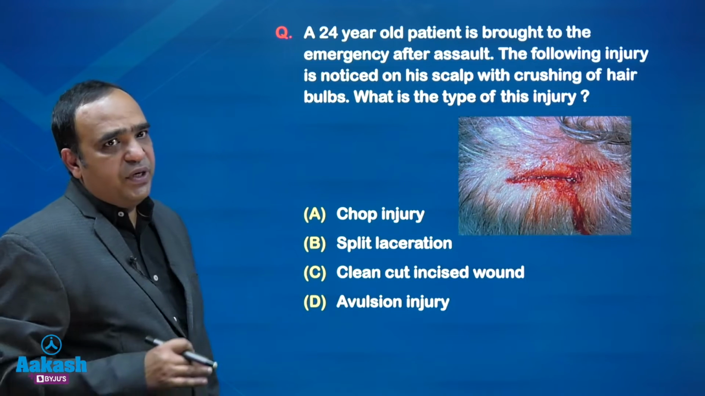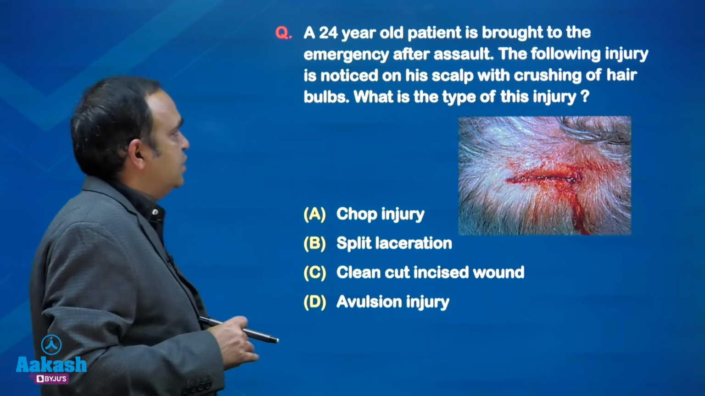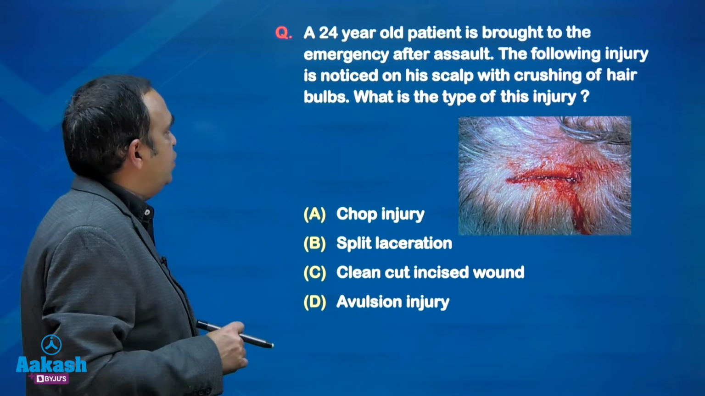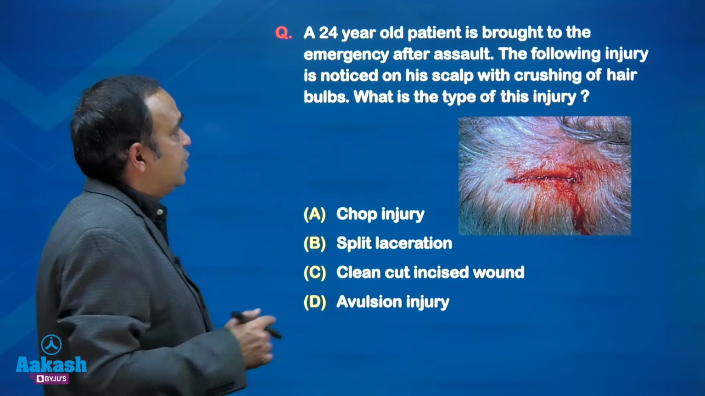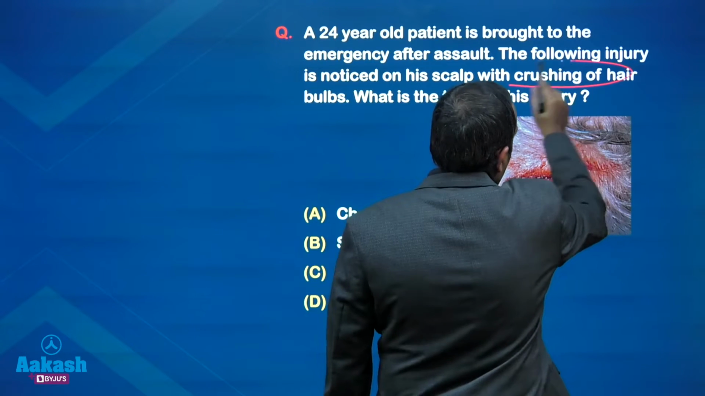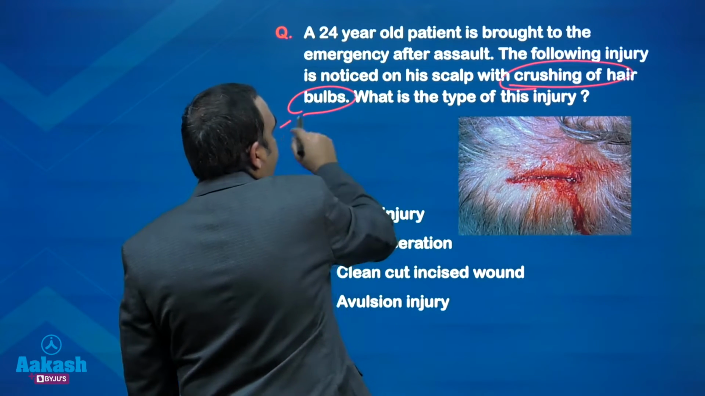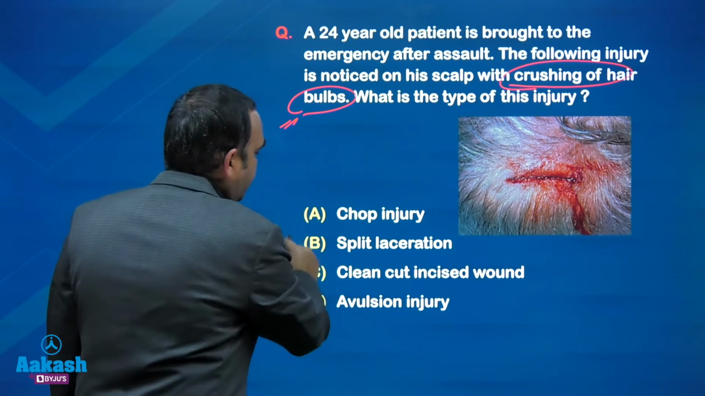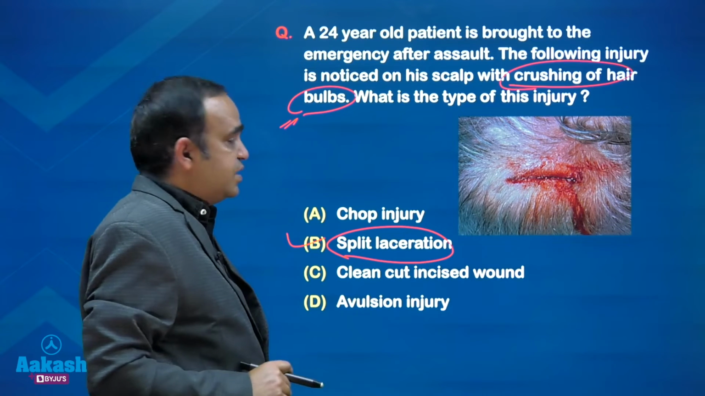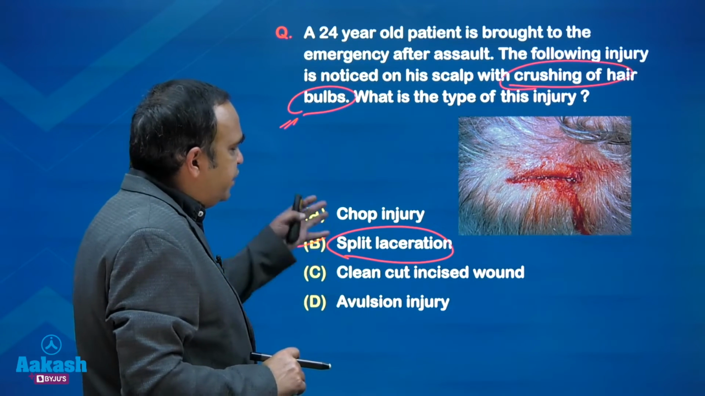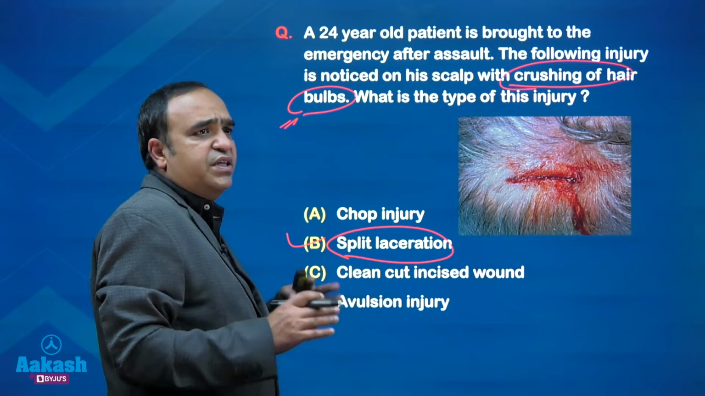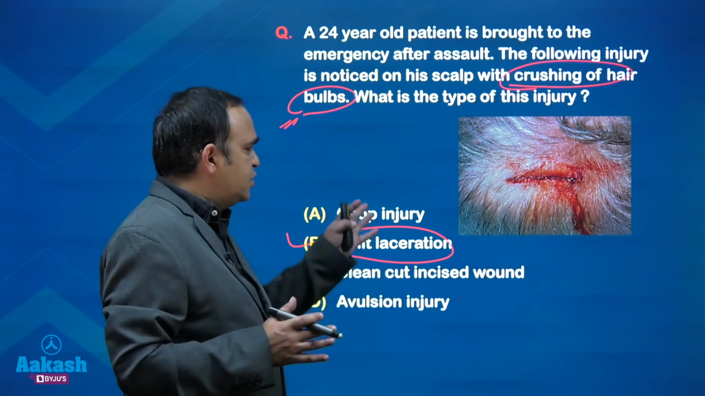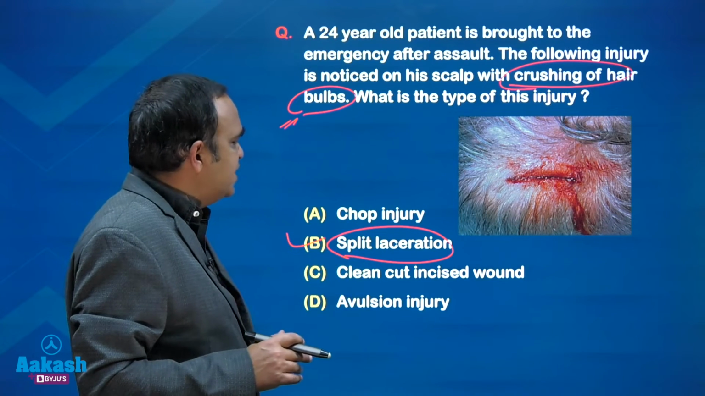Now this is again a repeat question. Last year also this was asked. A 24-year-old patient is brought to emergency after assault. This is the injury scene. Now the question itself, again without looking at the image, the question itself tells you the answer. Crushing of the hair bulbs is classically seen in split laceration. Even the choices are not very close, right? Had it been split, stretch, laceration, so those could have been close choices. The choices here are not close. You can easily make it out.